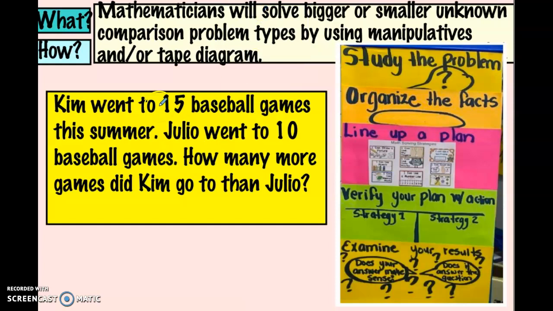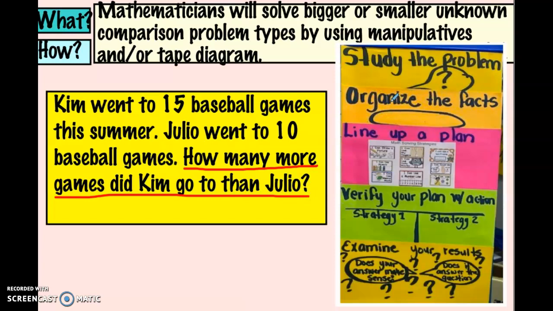Let's read it again. Kim went to 15 baseball games this summer. Julio went to 10 baseball games. How many more games did Kim go to than Julio? Let's study the problem. What is the problem asking us to find? Exactly. How many more games did Kim go to than Julio?